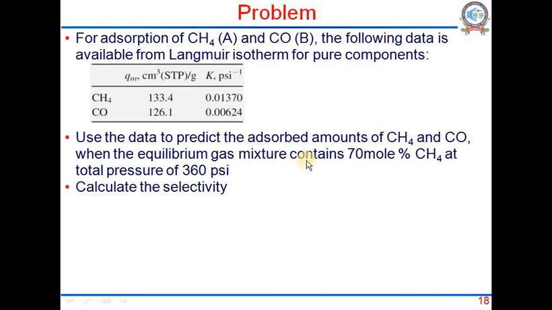Here is a small problem based on that. For example, there are two components, let's say methane and carbon monoxide, A and B, and the following data is available from the Langmuir isotherm for pure components.